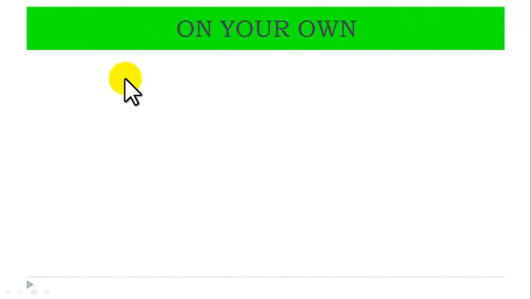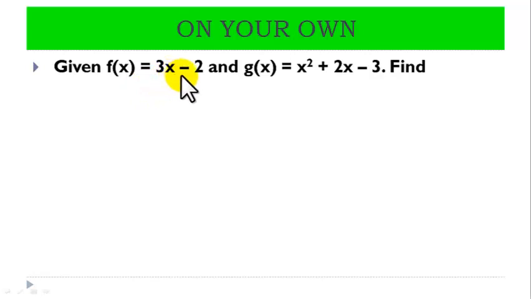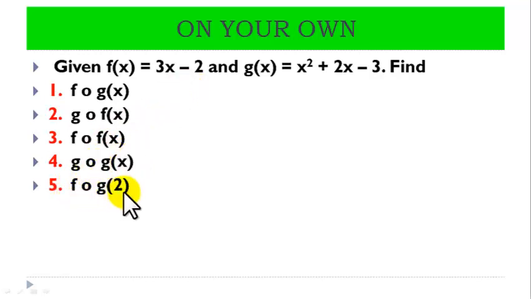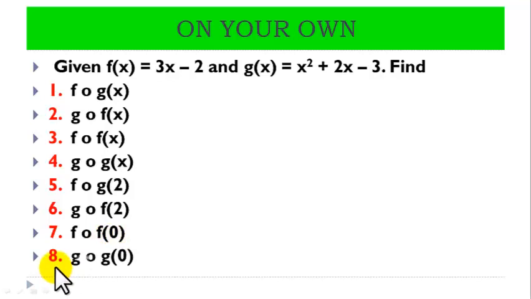On your own, given f of x equals 3x minus 2 and g of x equal x squared plus 2x minus 3, find 1. f∘g of x, 2. g∘f of x, 3. f∘f of x, 4. g∘g of x, 5. f∘g of 2, 6. g∘f of 2, 7. f∘f of 0, 8. g∘g of 0.